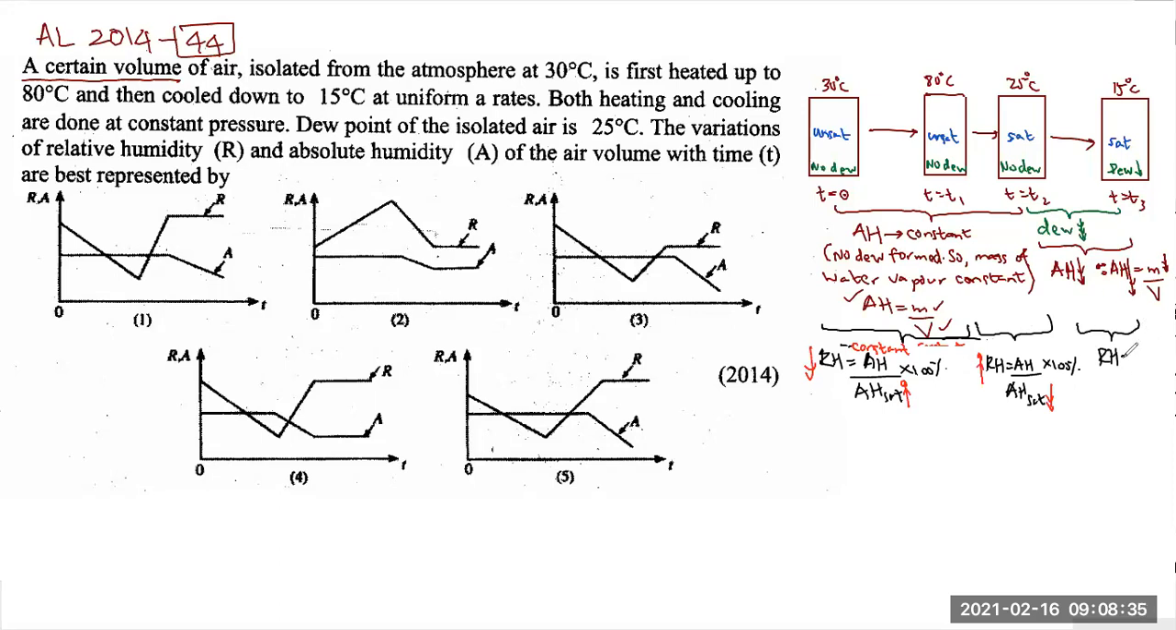RH is going to be equal to 100. Good. RH is going to remain 100. Why? The temperature of the chamber is less than the dew point, so it is saturated. As long as the air is saturated, RH is 100. Okay, that's it. We have done the analysis.